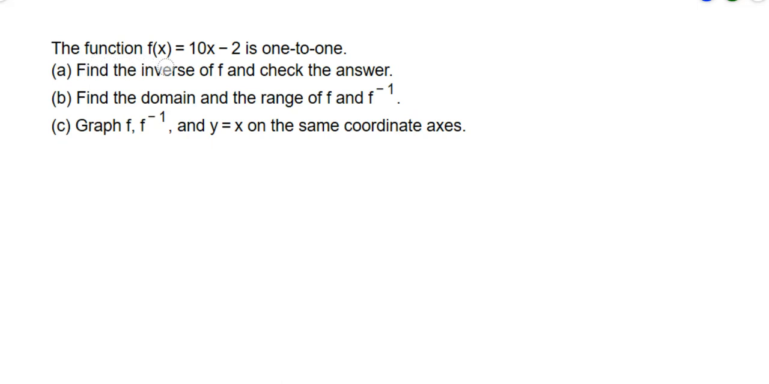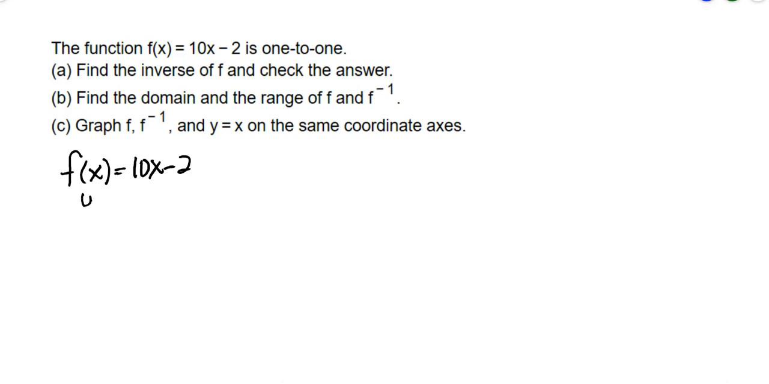The function f of x equals 10x minus 2 is 1 to 1. Find the inverse of f, check the answer, find the domain and range of f and f inverse, and graph f and f inverse and y equals x on the same coordinate axis. So first we'll start by finding the inverse of f of x equals 10x minus 2.